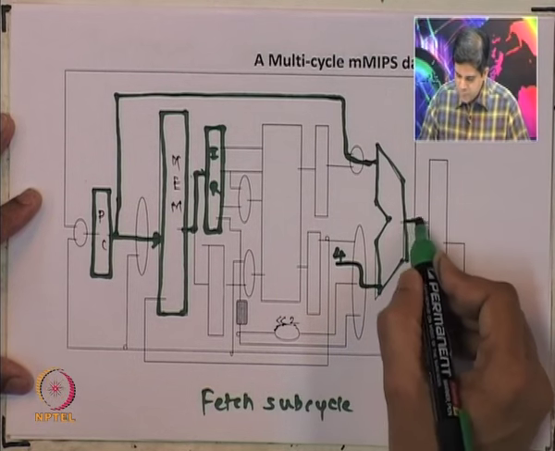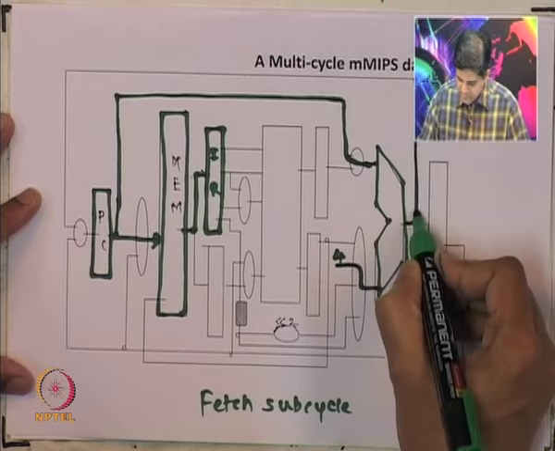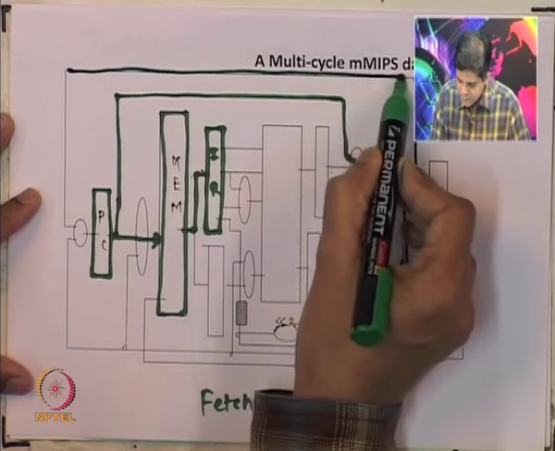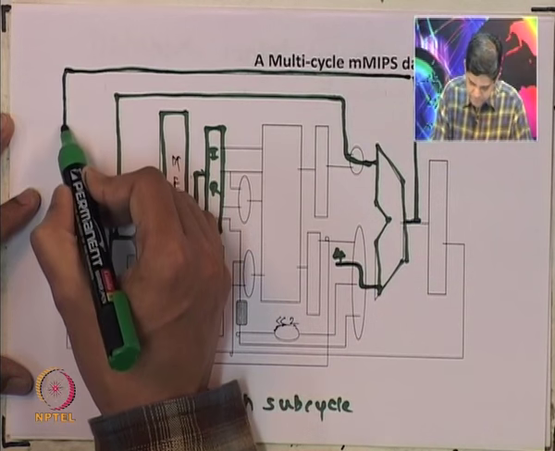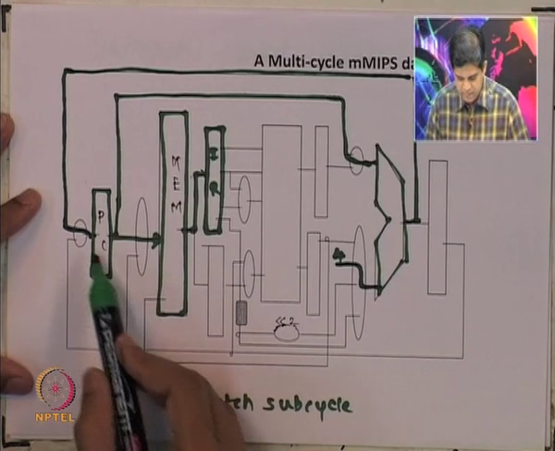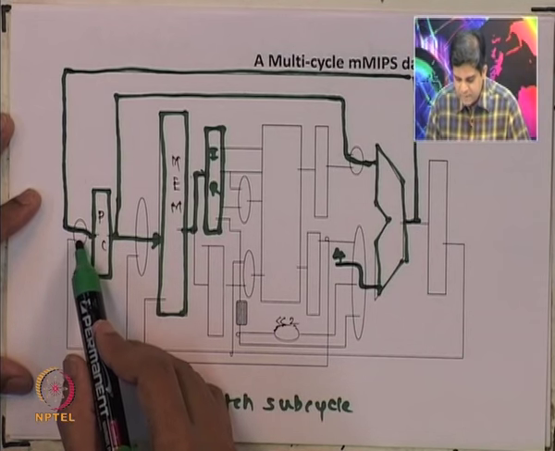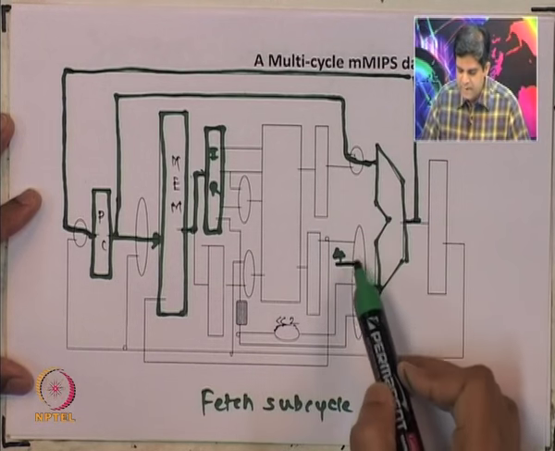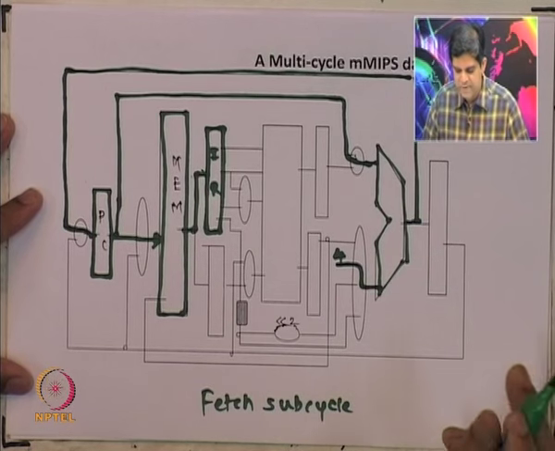And the output of this ALU, in the same clock cycle, we are not taking the registered value of it, is to be arranged to be brought here. So, there is a role of this multiplexer, there is a role of this multiplexer, there is a role of this and this multiplexer involved in this fetch subcycle.